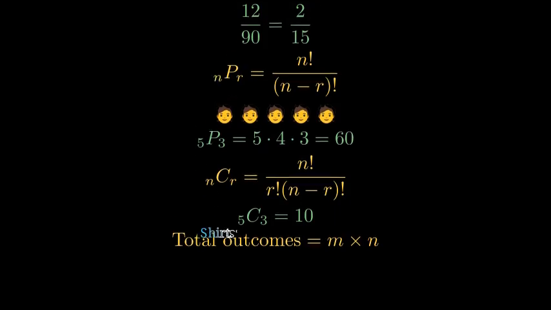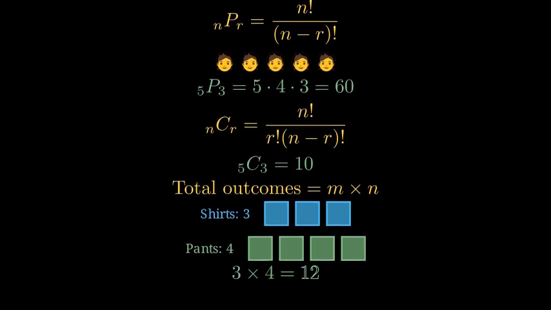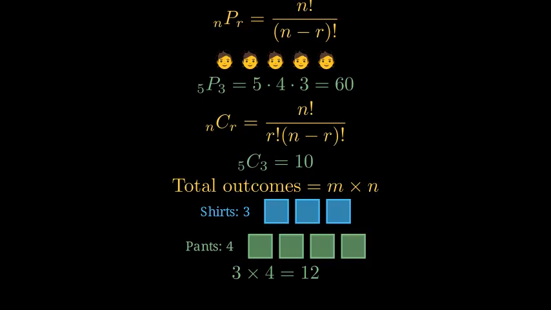Part 7. Counting principle. If one event has m choices and another has n choices, then total outcomes equals m times n. Example, 3 shirts and 4 pants gives 3 times 4 equals 12 outfits.